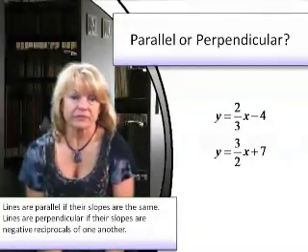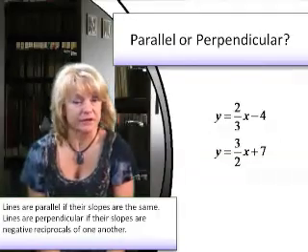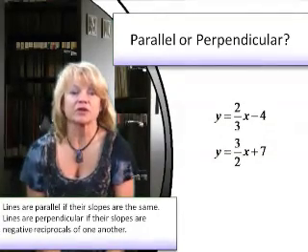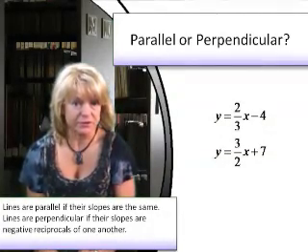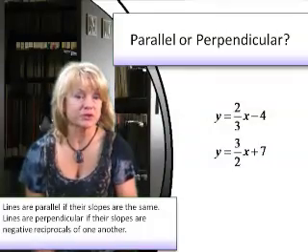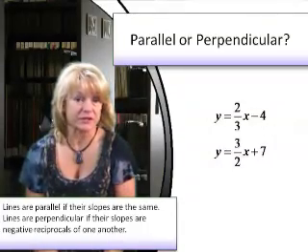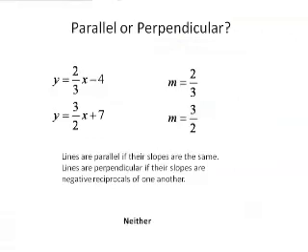What do we have here? They're not parallel since the slopes are not the same. To be perpendicular, you would need to see reciprocals, which we do, but we would also need to see opposite signs on the slopes, and we don't. So this case is neither.